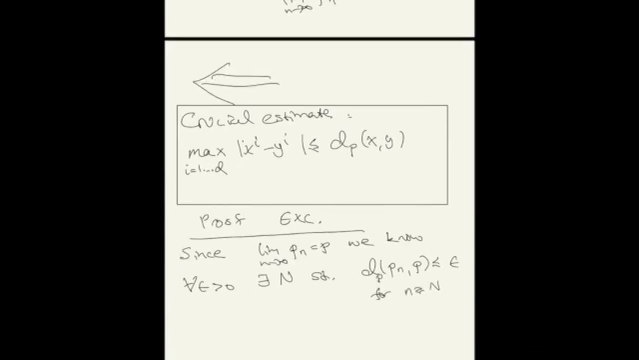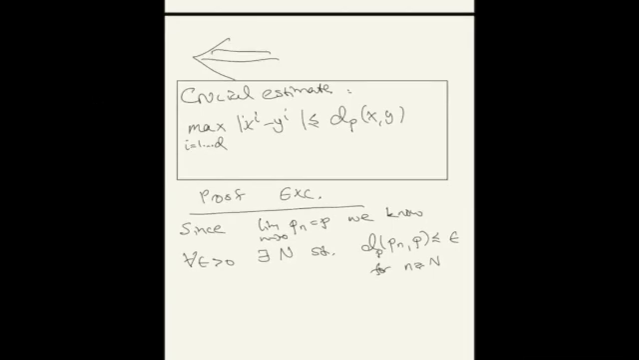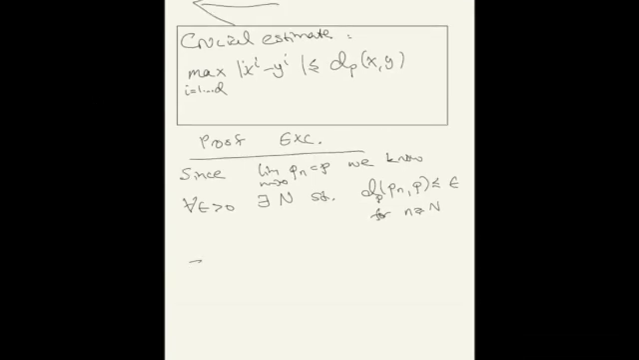But then we know that the estimate, xni minus xi, is less than or equal to epsilon for all n bigger than or equal to N. So actually the same N works for all i.